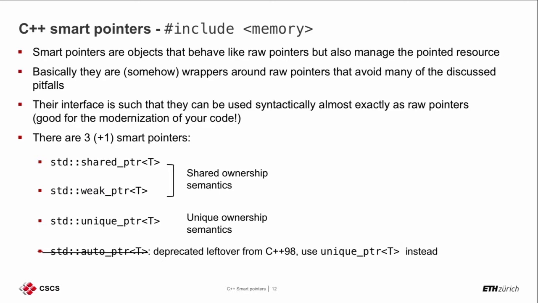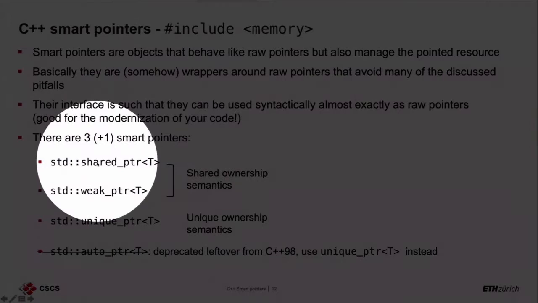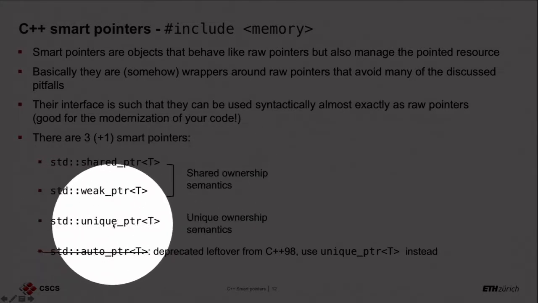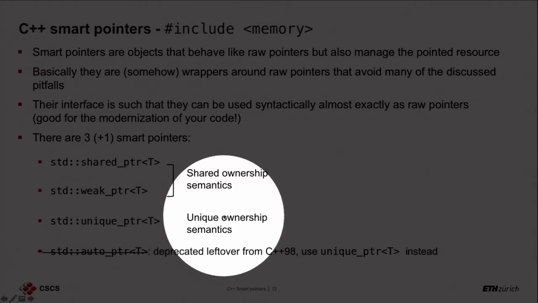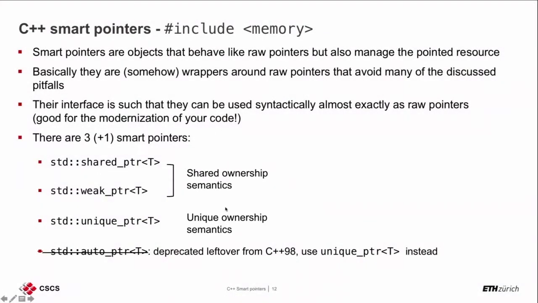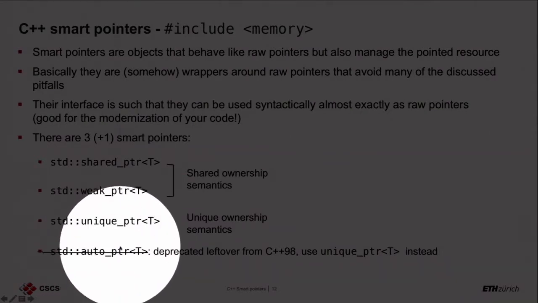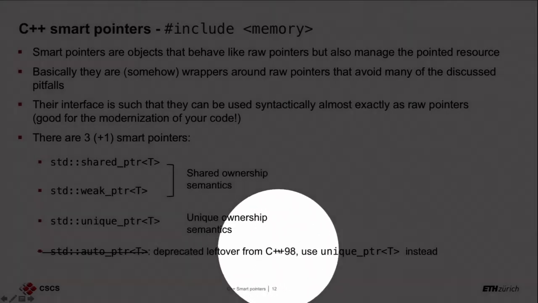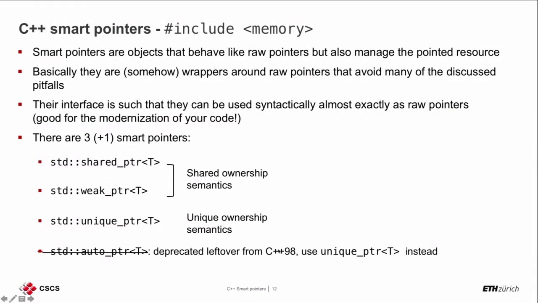Well, actually, they come in 2 different versions, let's say in terms of ownership semantics, and now I will tell you what I mean by that. There are the shared pointer and the weak pointer that implement the so-called shared ownership semantics. And then there is the unique pointer that, as you can guess from the name, implements the unique ownership semantics. There was another type of smart pointer, the auto pointer, that is now deprecated. It is a leftover from C++98, and now it corresponds to the unique pointer.